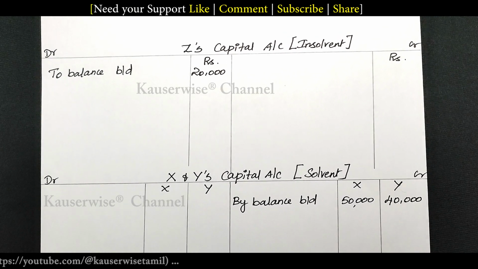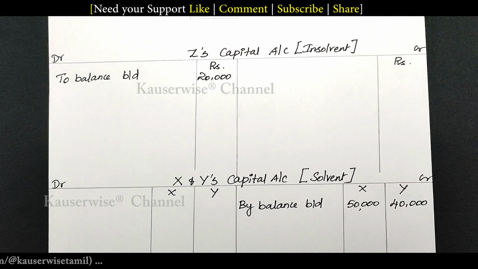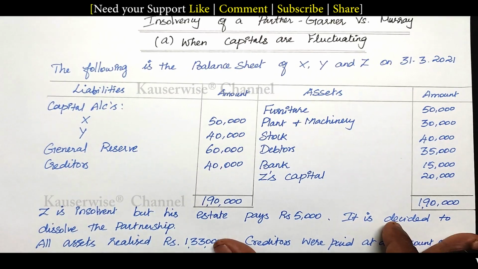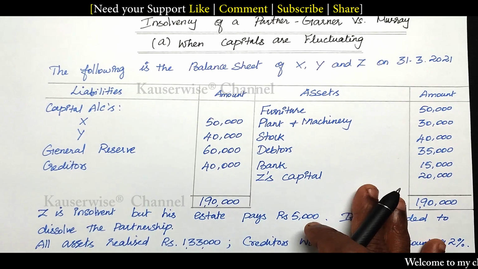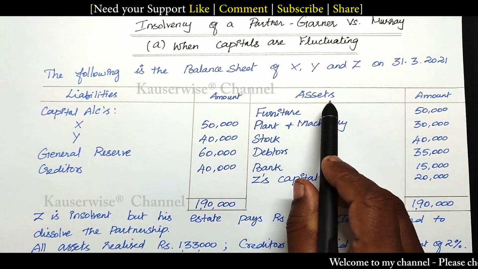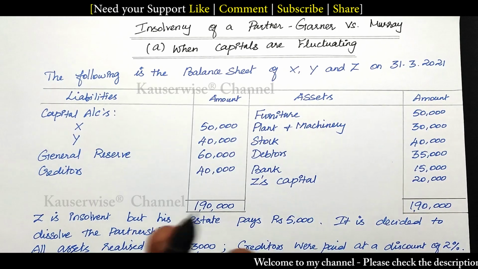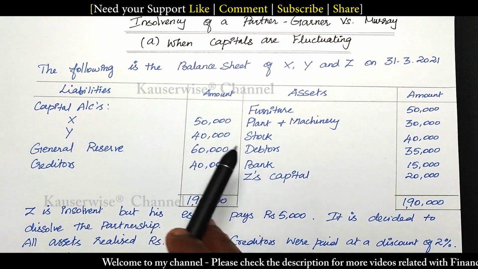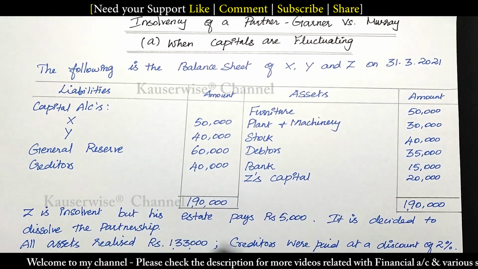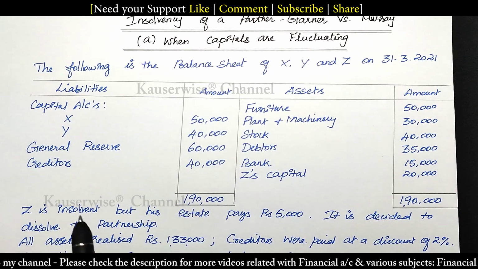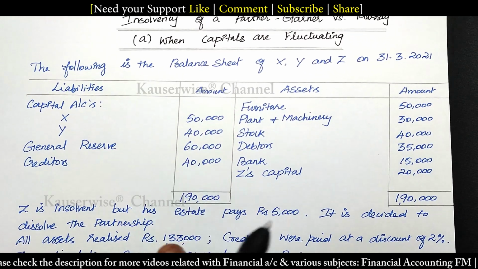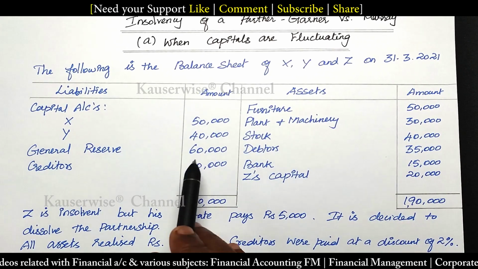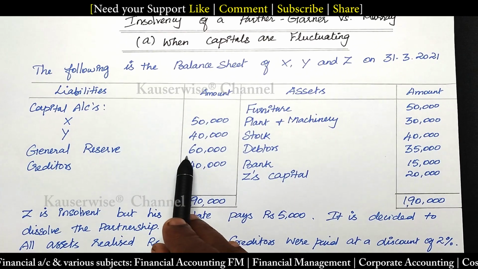Now we need to transfer any accumulated and undistributed profits and losses. For that, just see the balance sheet. Here there is no loss. If there is any loss, that will be given under the asset side, debit side. In this problem, there is no loss, but we have a general reserve. The general reserve is an undistributed or accumulated profit. This amount belongs to all the partners. So transfer this amount to all the partners' capital accounts according to their profit sharing ratio. Since the profit sharing ratio is not given in the problem, you can share equally for all the three partners.